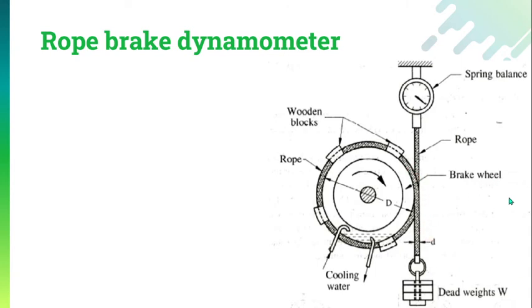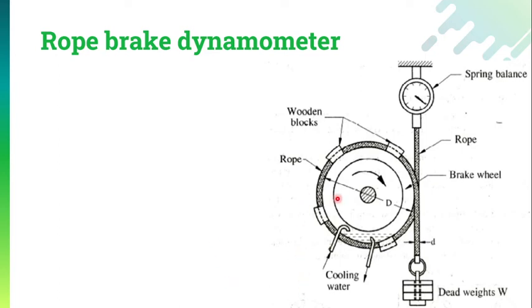Over here, the system has the rope, the flywheel and the dead weight. So the flywheel has the diameter capital D, the rope has the diameter small d. The rope diameter cannot be neglected as it is a thick rope. Let us say the dead weights have capital W weight, and the spring balance is showing some value, that is S. So the spring balance value will be S.